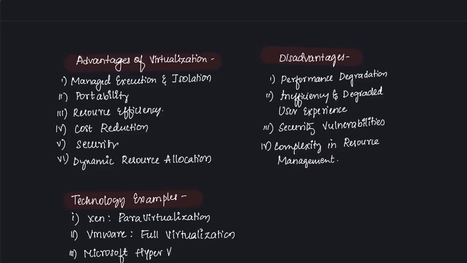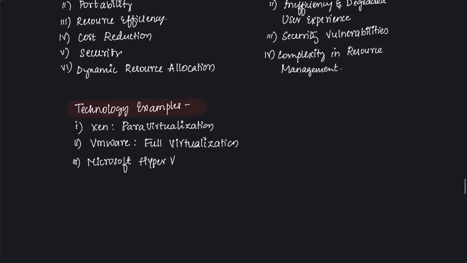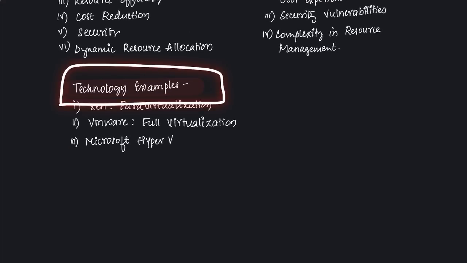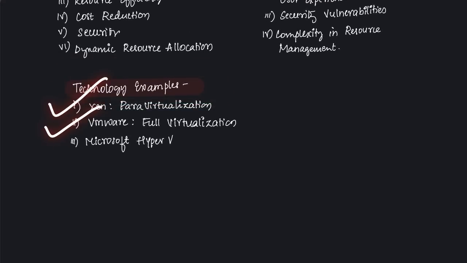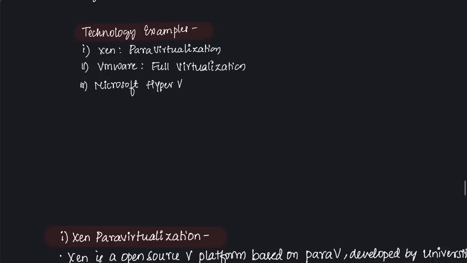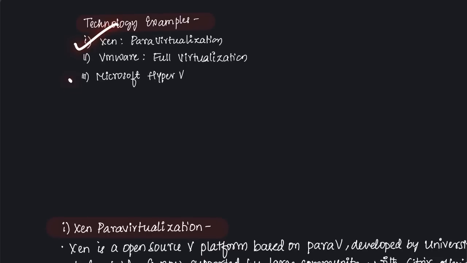So that was about the advantages and disadvantages. Now we have the technology examples. We have three technologies here: Xen, VMware, and Microsoft Hyper-V. In the exam, definitely one would be asked among these. Either Xen could be asked, or Hyper-V could be asked, or VMware could be asked also.